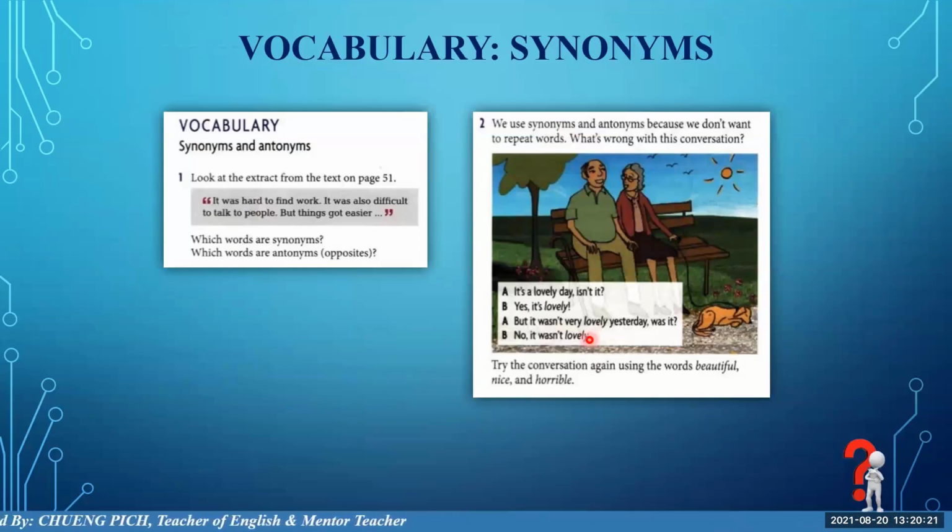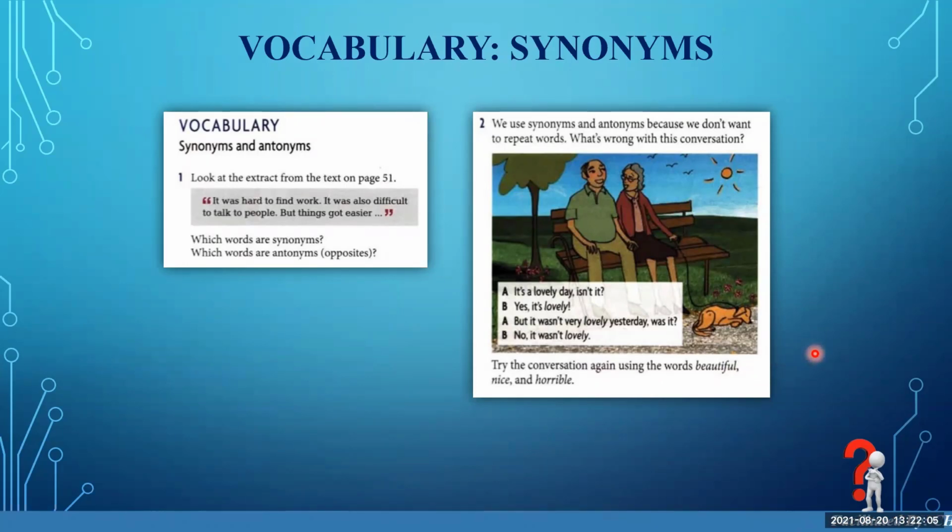For example, here, try the conversation again using the words beautiful, nice, and horrible. So now let's do a quick activity on this one. We can say, it's a lovely day, isn't it? And then we say, yes, it is. We don't use lovely again. We use beautiful. Yes, it is beautiful. A says, but it wasn't very nice yesterday, was it? No, it was horrible. So this is just a very small sample conversation showing how we use synonyms and antonyms in our daily communication. So we don't want to repeat the words again and again.